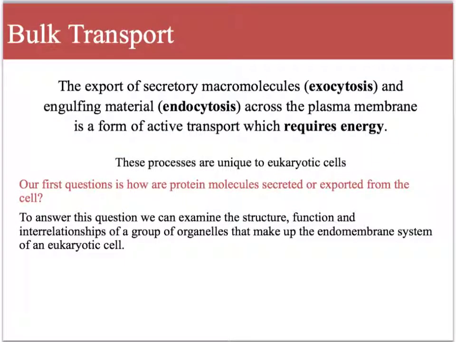So when we look at bulk transport, so the export of secretory macromolecules, so big molecules, is by exocytosis, and engulfing material, so bringing it into the cell, is endocytosis. This occurs across the plasma membrane in the form of active transport which requires energy. If I think about it, so if I'm going to transport something in bulk, I would need a truck. A truck is going to need a lot more energy to transport than a car. So exocytosis and endocytosis, bulk transport, is going to need an input of energy.